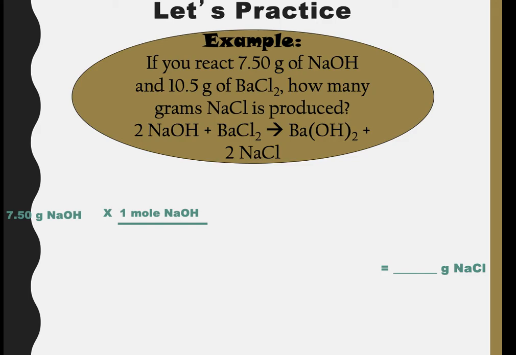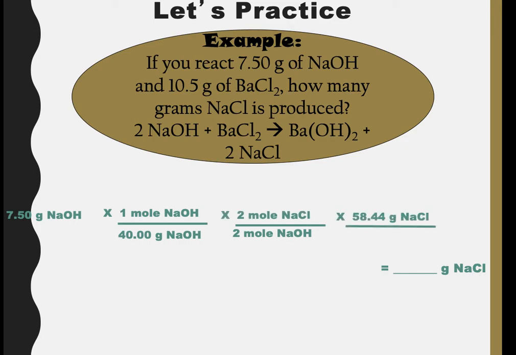Now, I would encourage you at this point in time to maybe pause the video and try to do this example on your own. But first, we're going to use the molar mass. Divide by the molar mass of sodium hydroxide. That gives us moles. And then we're going to use the mole ratio, which is 2 to 2, as you can see from the balanced equation. And then we're going to use the molar mass of sodium chloride to help us get to grams of sodium chloride. And so we see that with 7.5 grams of sodium hydroxide, we can make 11 grams of sodium chloride.